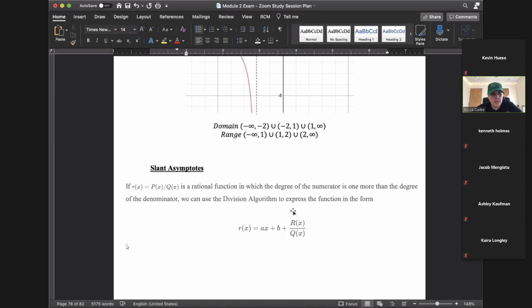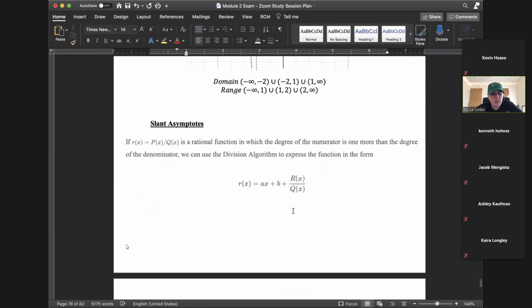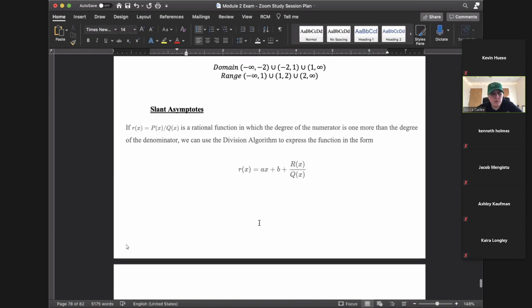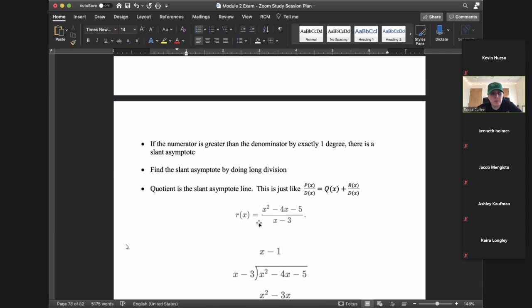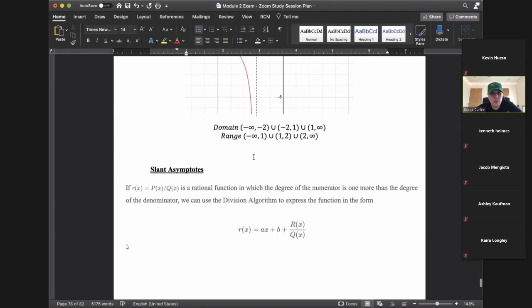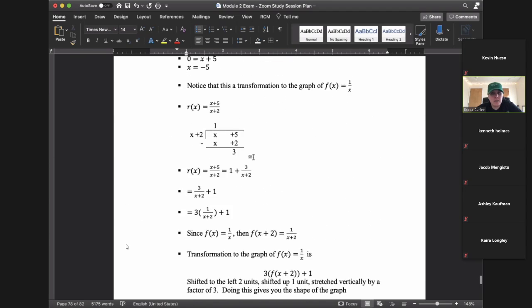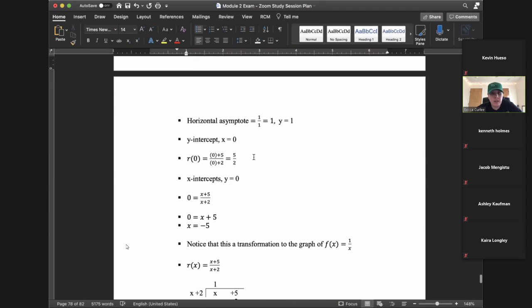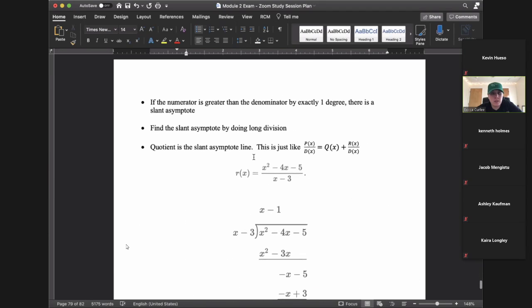All right, and then slant asymptotes. Let's go ahead and talk slant asymptotes. If r(x) = p(x)/q(x) is a rational function and the degree of the numerator is greater than the degree of the denominator by exactly 1, then there is a slant asymptote. Find the slant asymptote by using long division. The quotient is the slant asymptote line.